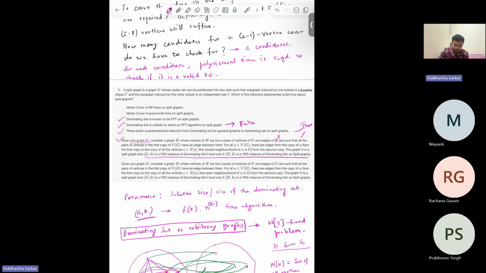And dominating set is unlikely to admit an FPT algorithm on split graphs. So this is true. And a dominating set is FPT on split graphs is definitely false. And these two things we have already seen. This is true and this is false. We have seen this algorithm.